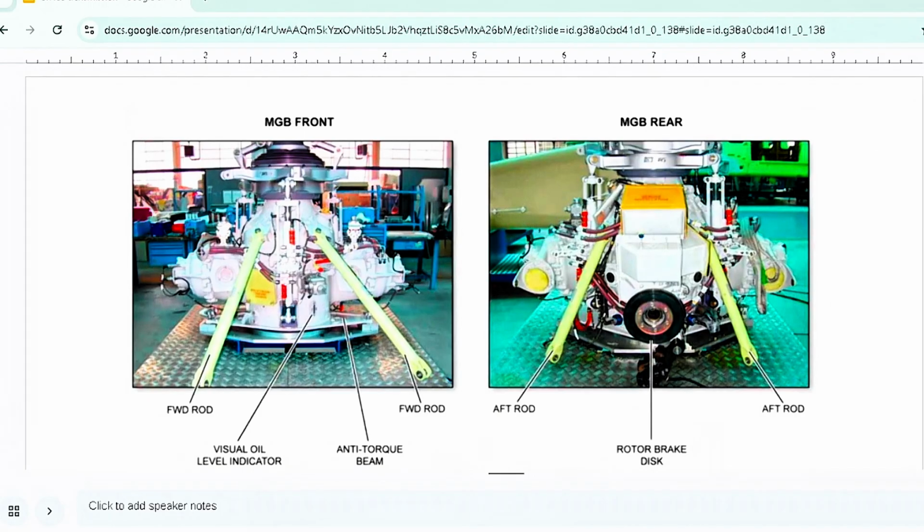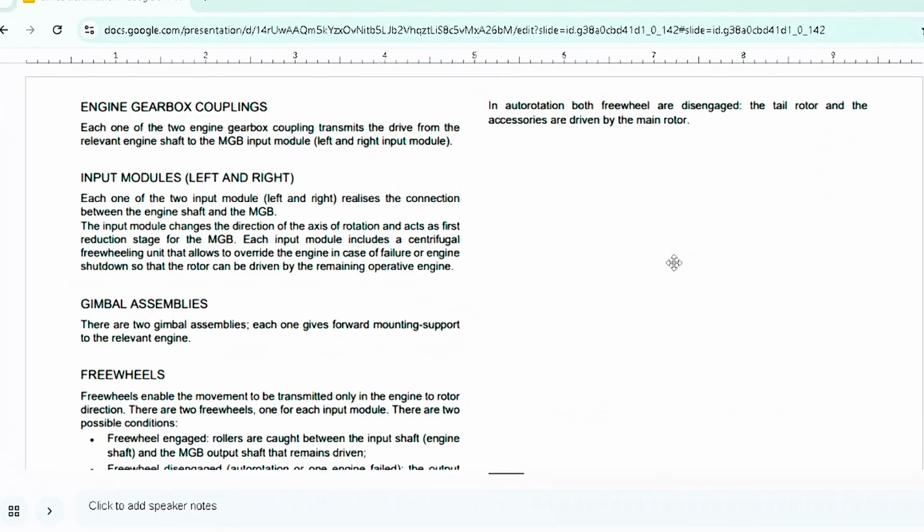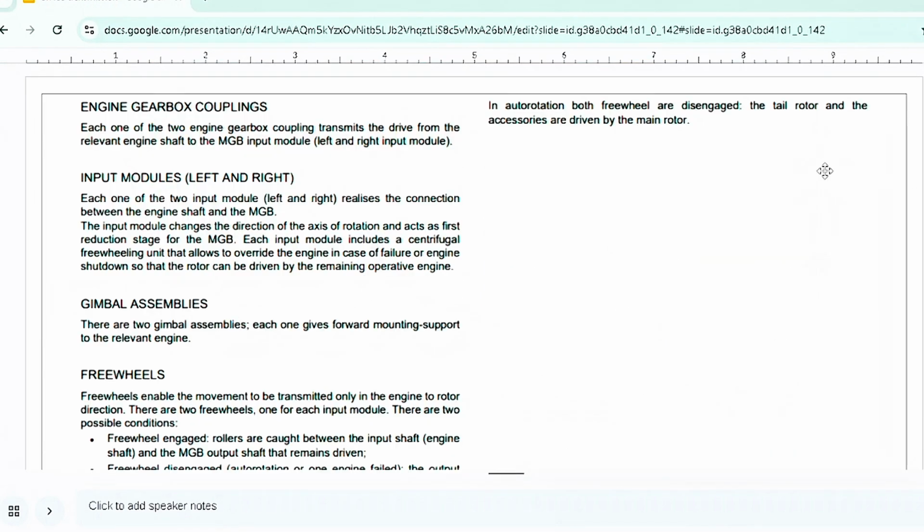Again, the MGB from the front view and the rear view, as we can see the forward rod. The anti-torque beam helps the MGB not to spin when the aircraft is engaged. Forward rod, visual oil level indicator, rotor brake, aft rod. Okay, now engine gear couplings.